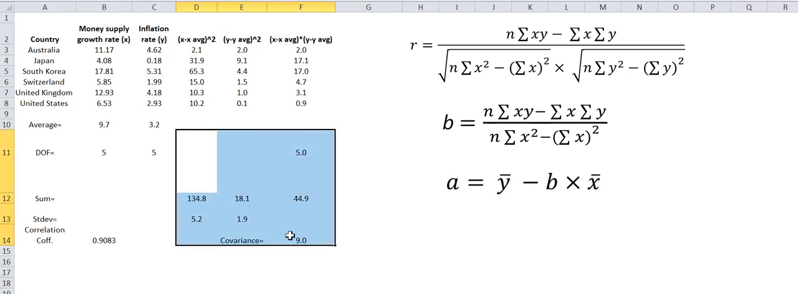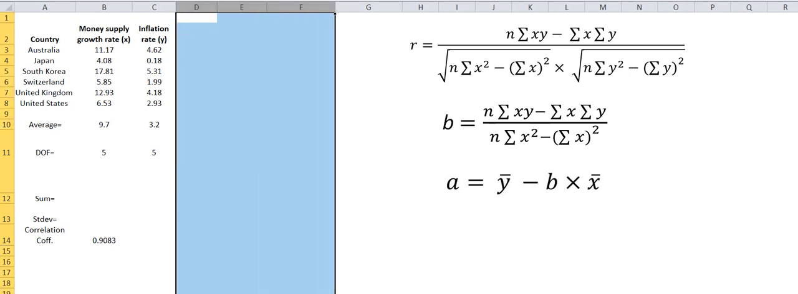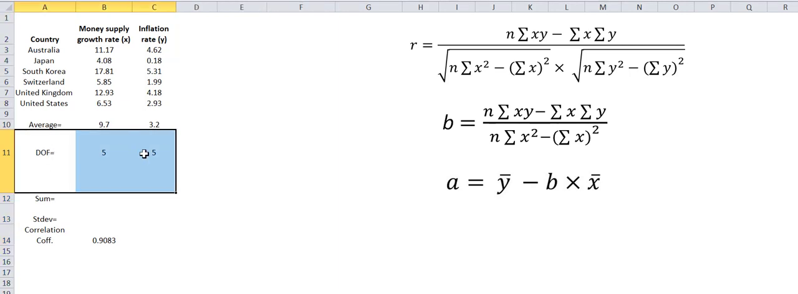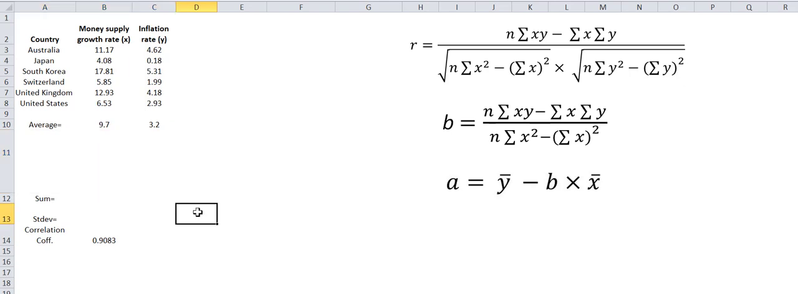Then I will remove all of this extra information. I will remove this. I do not need degrees of freedom here. So I have the average and I have the sum. Now my x values are the money supply growth rate and my y values are the inflation rate. So what I will do is get my xy, so that xy is fed into this formula. I need my xy, so that will be x multiplied by y, and then I will drag it down.